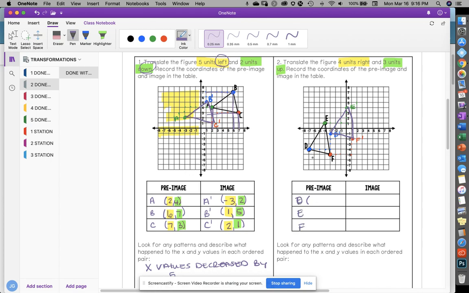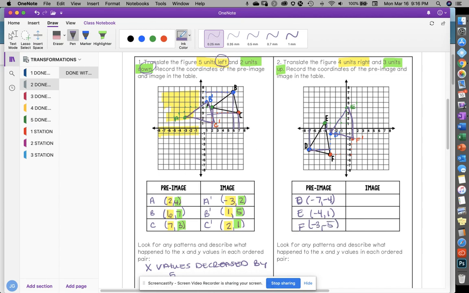All right, so my D coordinate is going to be -7, -4. My E coordinate is right here, so that's -4, +1. And my F is going to be -3, -5.